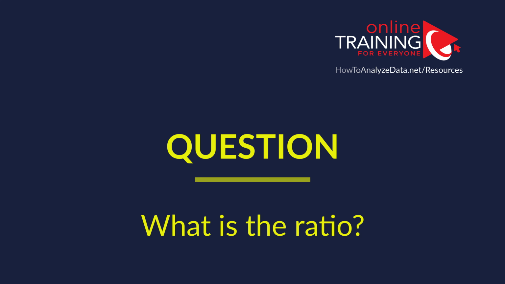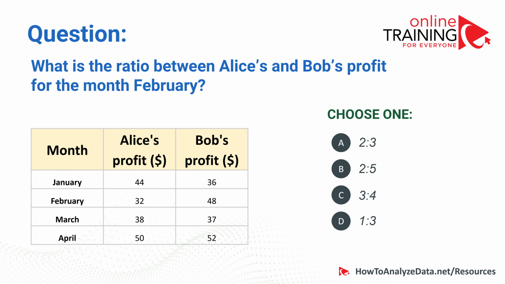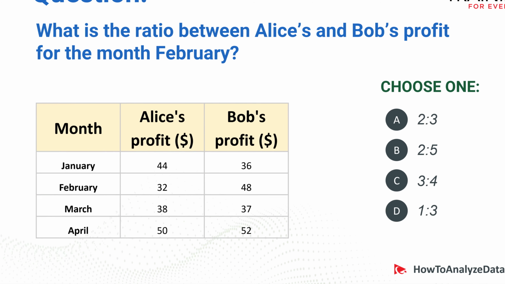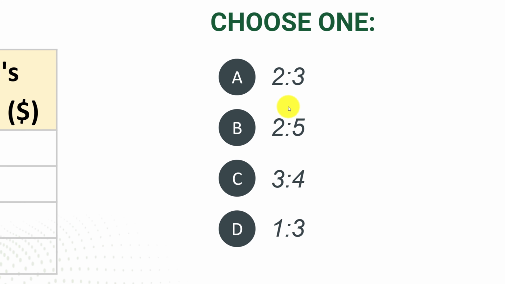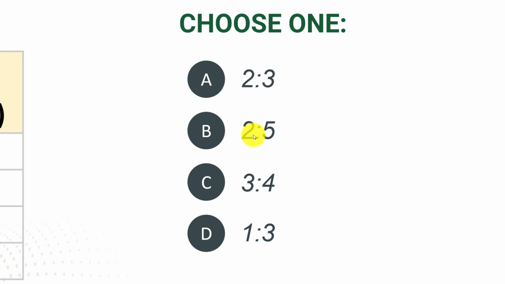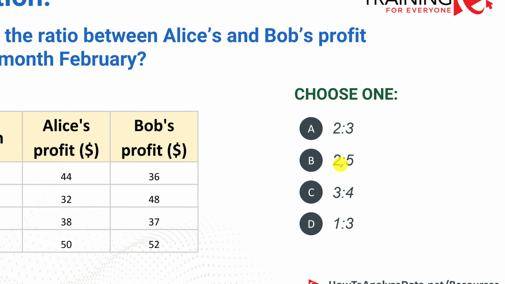Now let's look at the very tricky question, which is frequently used as part of a variety of different tests. What is the ratio between Alice's and Bob's profit for the month of February? And you have a table here which lists 3 different months: January, February, March. You have Alice's profits and Bob's profits. And you have 4 choices for the ratios: 2 to 3, 2 to 5, 3 to 4, and 1 to 3. Which one do you think is right?